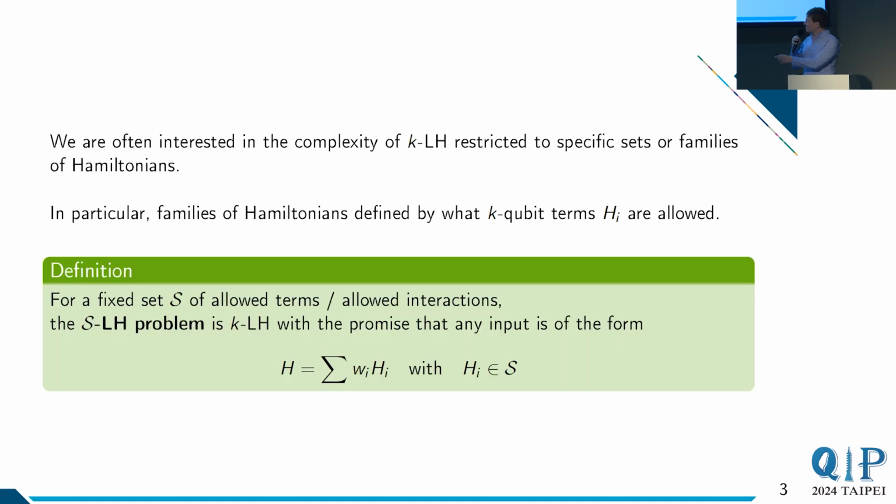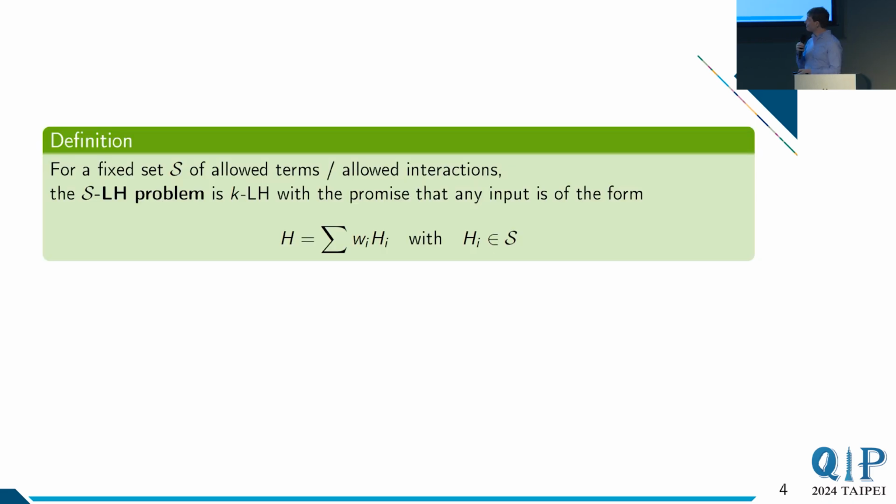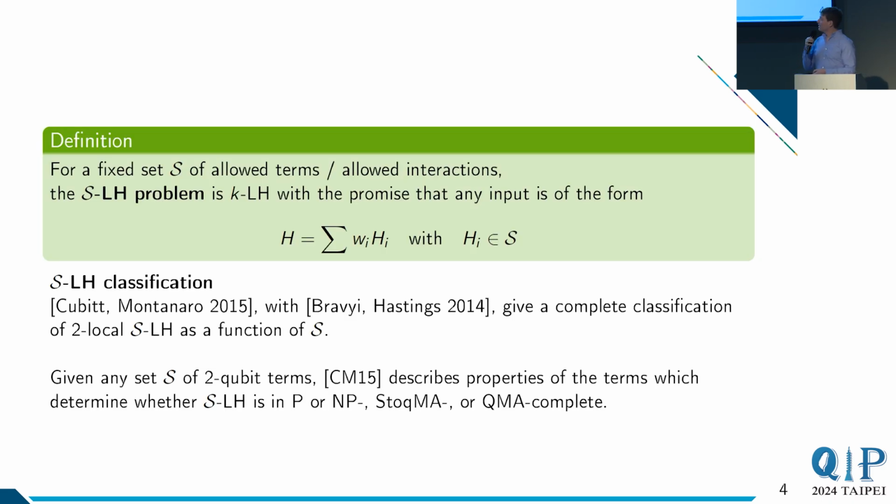And we denote that using this notation S-LH, where S is some set of allowed terms or allowed interactions on k qubits, and S-LH is, again, you're trying to estimate the minimum eigenvalue, but you're promised that any Hamiltonian you're given is always constructed using only terms from that set. And with this setup, we also still have a nice characterization.